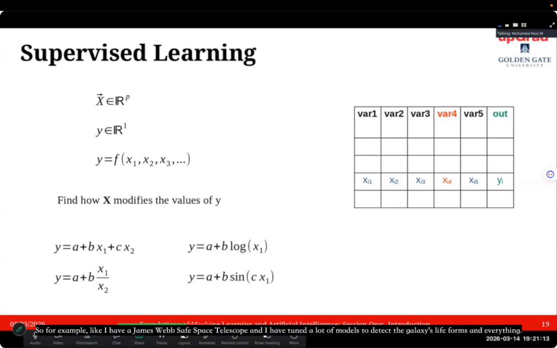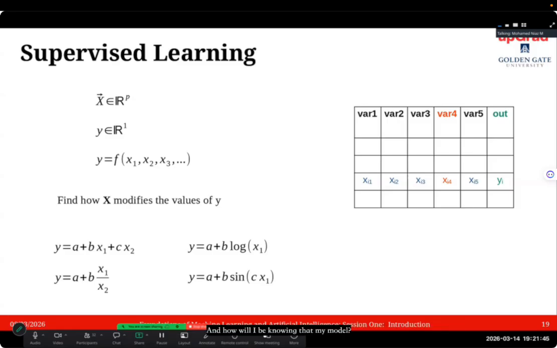So, for example, I have a James Webb Space Telescope, and I have tuned a lot of models to detect galaxies, life forms, and everything. All my models are based upon whatever I know from the invented physics or the observed systems of our solar or other stellar systems. Now I look at somewhere on the other side of my galaxy and try to use that model to find it out. How will I know that my model works?